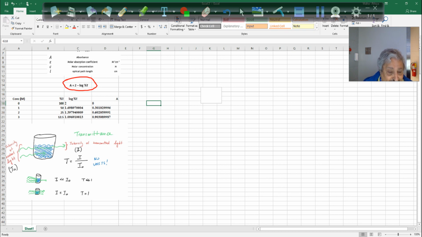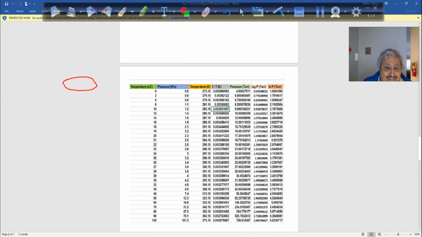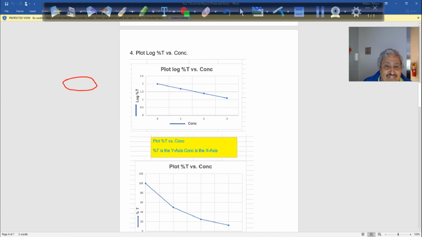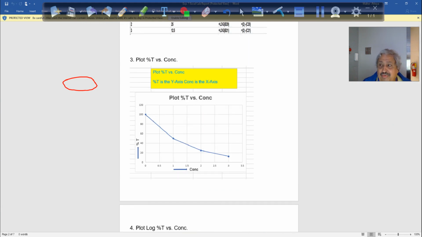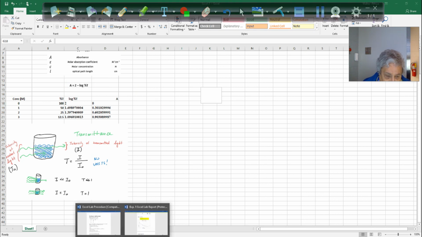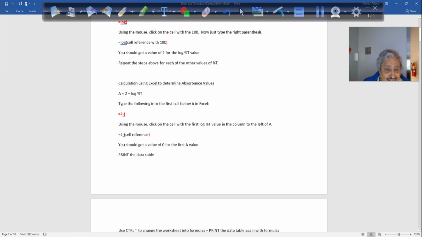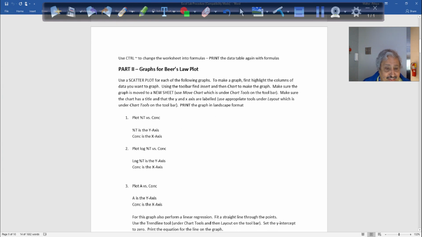So we did this one here now, correct? So the first graph, here it is, the first graph. No, that's the lab report. We don't need the lab report. We need the Microsoft Office. Here it is. It tells us to plot transmittance versus concentration. Versus what? Concentration. The concentration is the x-axis.